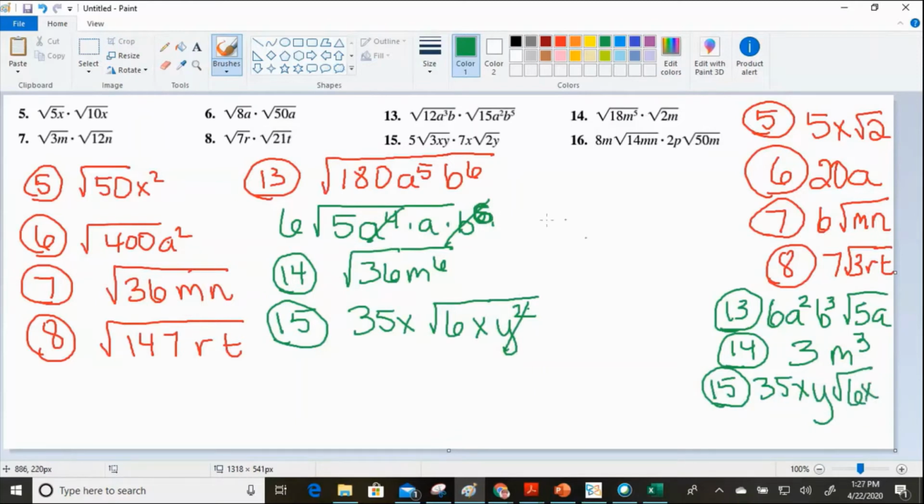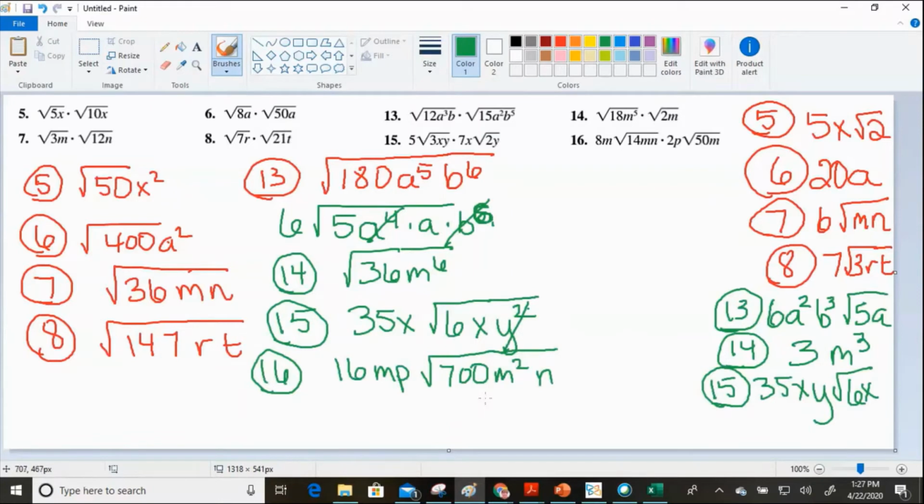Okay, number 16. 8 times 2 is 16. M T. If I go to my inside, I have 14 times 50. That gives me 700. And I have 2m. And I have 1m. Okay, so let's check that. M squared n, 16 M T.